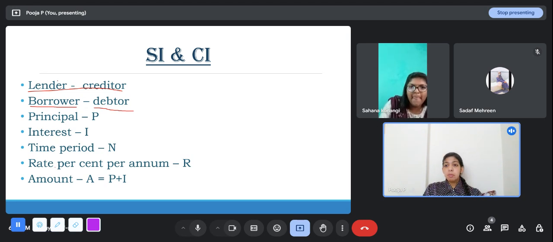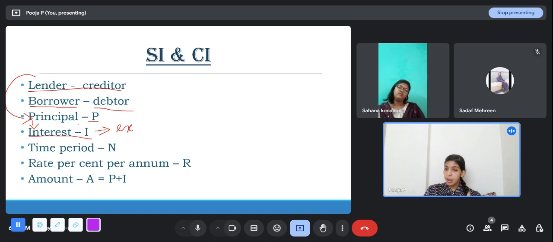The next thing is principal. The amount which is borrowed from the lender is called the principal amount. It is denoted by P. And there is another term called interest. The extra amount that has to be paid just because you are borrowing this principal and using it for a particular period of time is called interest, denoted by I.